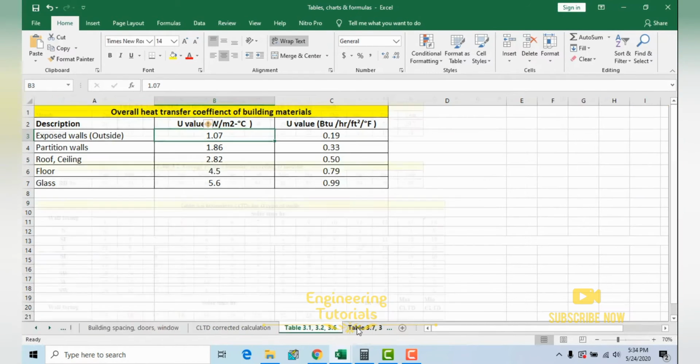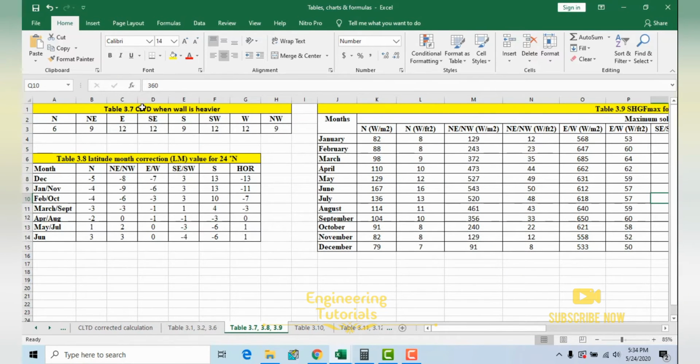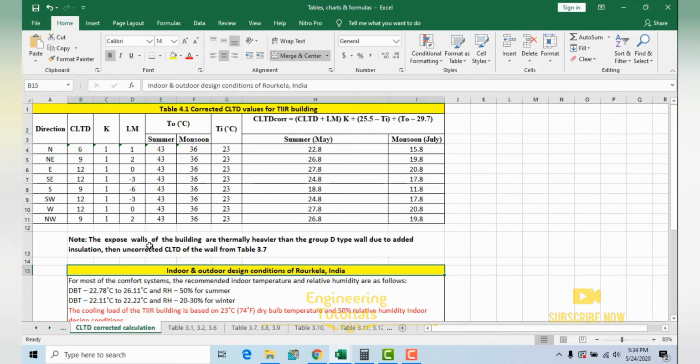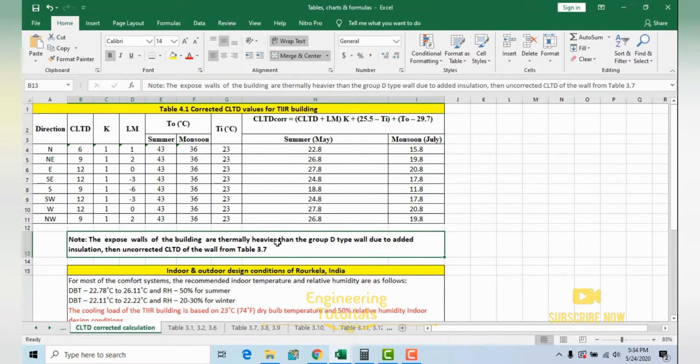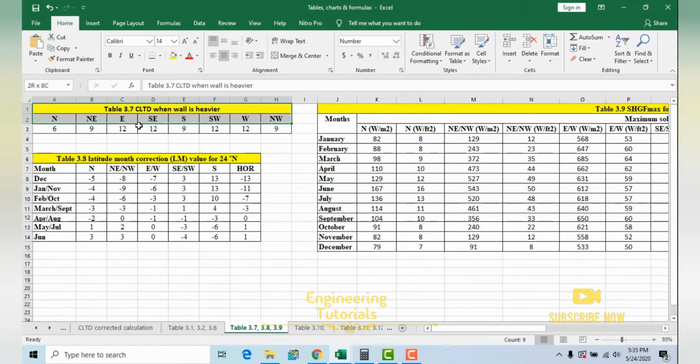As you can see that the exposed walls of the buildings are thermally heavier than group D type wall due to added insulation, than uncorrected CLTD of the wall from the table 3.7. So our walls used here are heavier than D type walls, so that's why we have used table 3.7. So we are going to use this table 3.7 because our walls are heavier due to added insulation. As you can see that for different directions, CLTD uncorrected values are given here for north, northeast, east, southeast, south, southwest, west and northwest. So we are going to use these values.